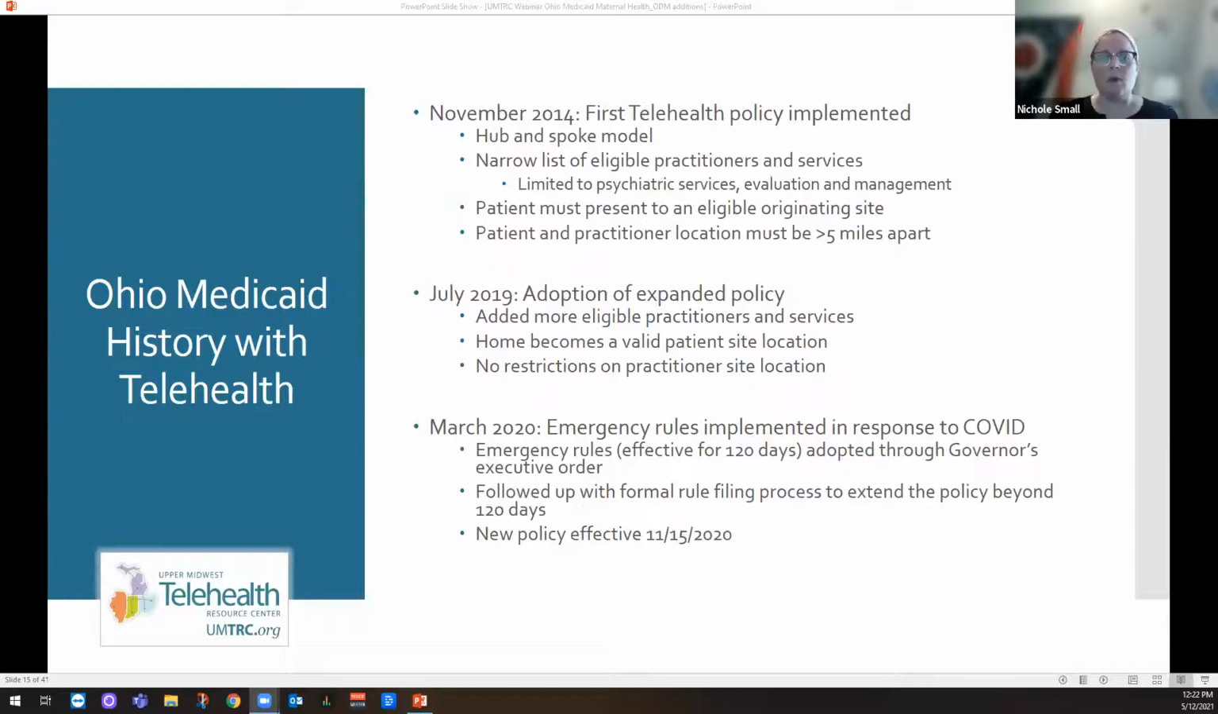So that was the policy that we implemented in November of 2020. That was what we call a permanent rule, in the sense that it doesn't expire after 120 days. It actually continues until we actually change the rule. So we were able to put that into effect November 15th, and that made sure that there were no gaps in the available services or practitioners that could provide telehealth during the pandemic. So there was a lot of activity on our side last year to get the policy that we put in place in November.